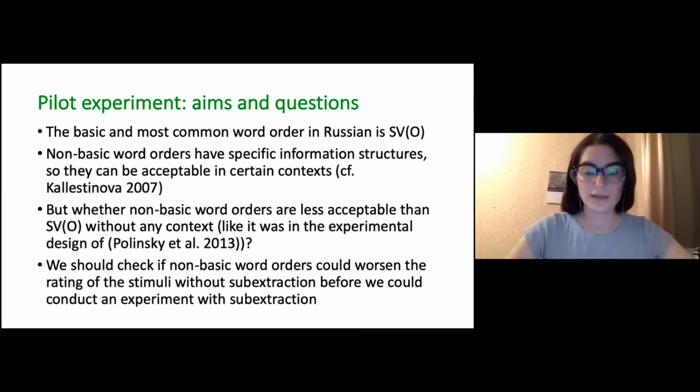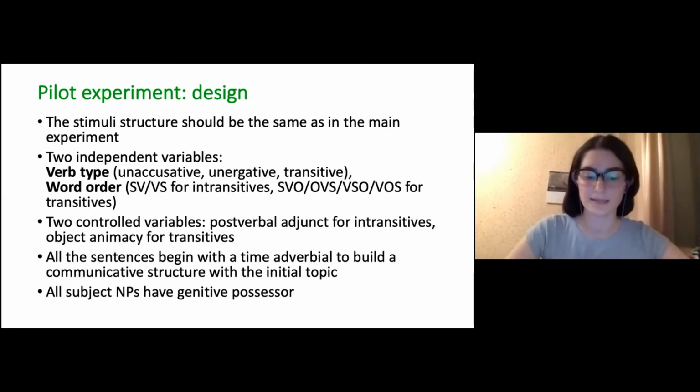So we can't be sure that in an experiment with different word orders without any additional context, these word orders wouldn't be less acceptable. So we should check whether non-basic word orders worsen the ratings of stimuli without subextraction by themselves. For this purpose, we conducted a pilot experiment before the main experiment. Both experiments shared the same lexicalizations and had the same stimuli structure. But in the pilot experiment, we used sentences without subextraction, and in the main experiment, sentences with subextraction.